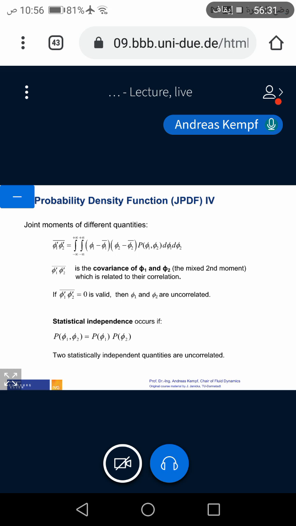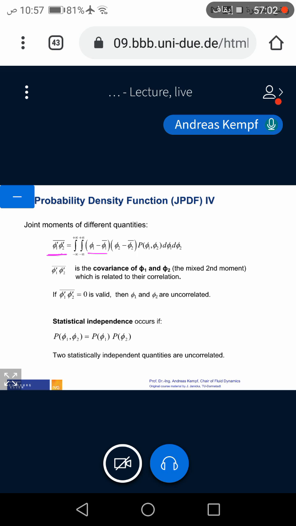Now we move on with the joint probability density function. We can have something quite interesting, and these are joint moments. So we can look at a quantity like this, phi 1 prime, phi 2 prime. This would be something similar to a variance, but it would not be a variance, but a so-called covariance, because it's not the variance of phi 1 with phi 1, but it's the variance of phi 1 with phi 2. So between two different quantities.